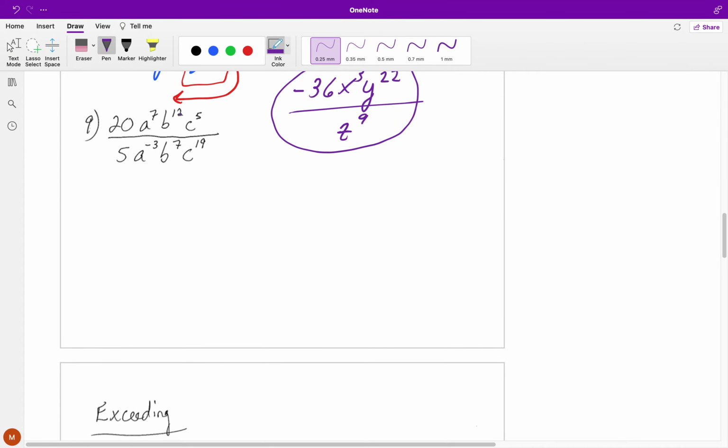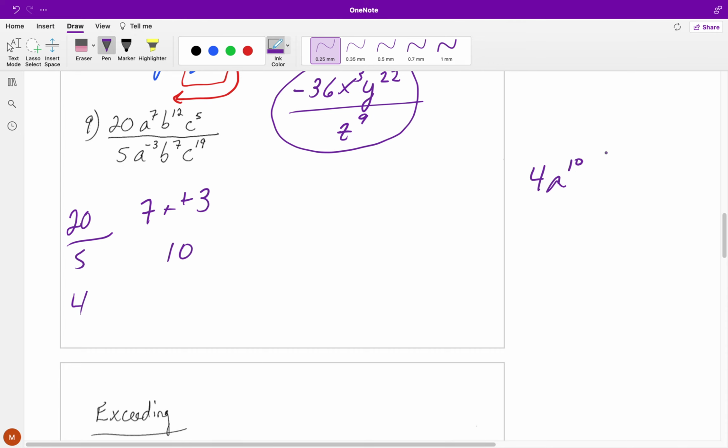All right, so then number 9, once again, I'm going to focus on just my numbers first. So 20 over 5 is equal to 4. So right now I know I just have 4. Then I ask myself, where is there more a's at? Well, a positive number is always greater than a negative, so I know that there's going to be more in my numerator. And then it's 7 minus negative 3, which then turns to plus, which is 10.